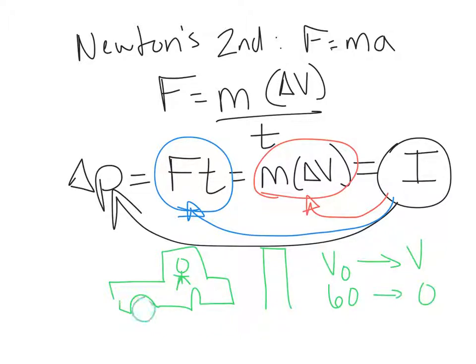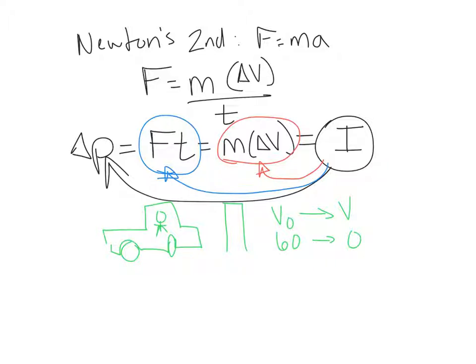Whether that person is in a car that has an airbag, whether they're wearing their seatbelt, no matter what, that person has experienced the same change in momentum. But the difference is these safety devices, like seatbelts, like airbags, like crumple zones, help to keep us safe by reducing the force that we feel.